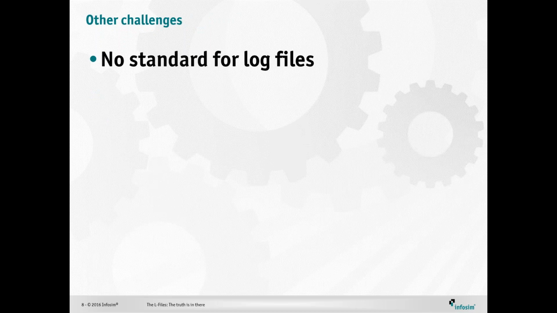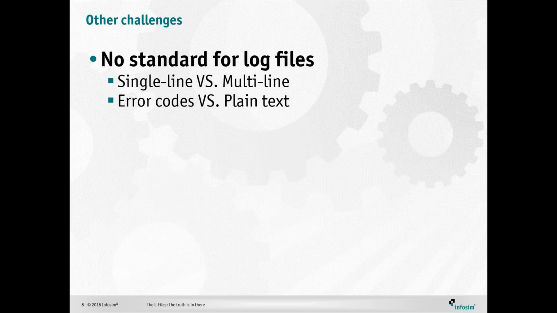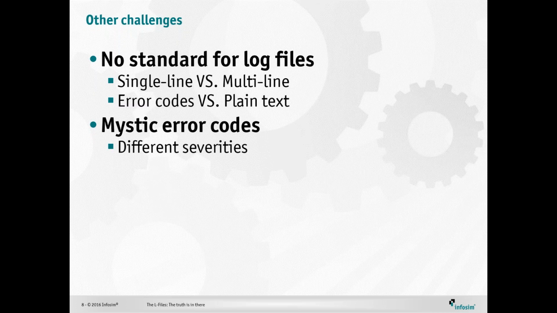But there's more. There exists no standard for log files, so every log file of different programs is usually different. There are single-line versus multi-line entries, and there are error codes versus plain text. The error codes are always some kind of a mysterious thing, because without a respective handbook translating them, you cannot really make use of them because you do not know what's going on. Furthermore, they can also encode different severities, so not every error that you find must be a critical one. There might be minor ones or even errors that you can just ignore.